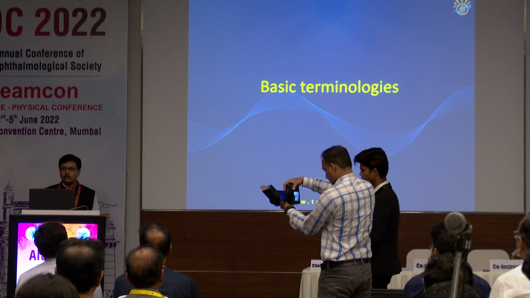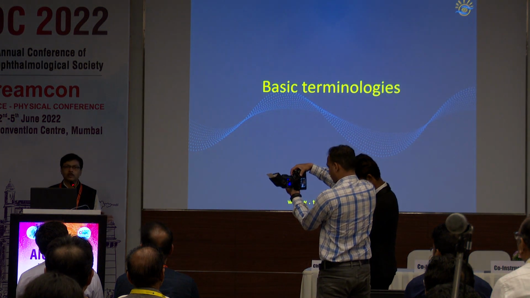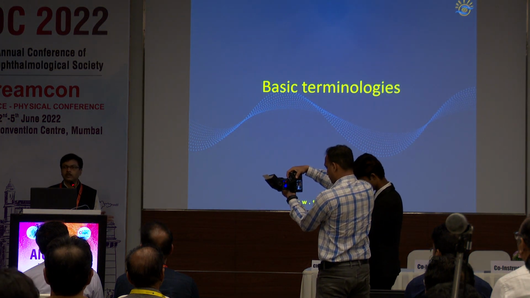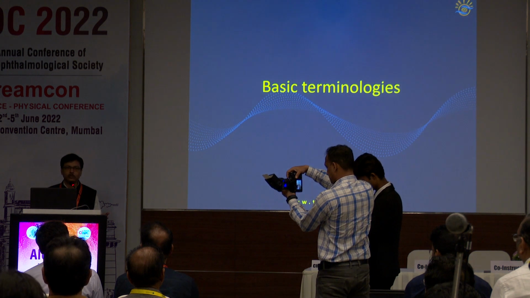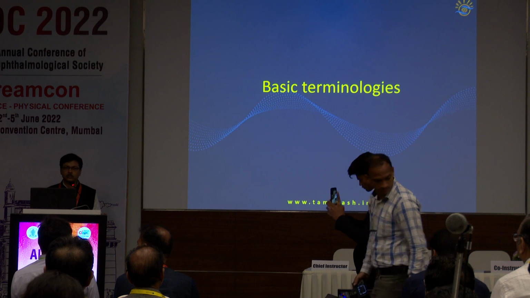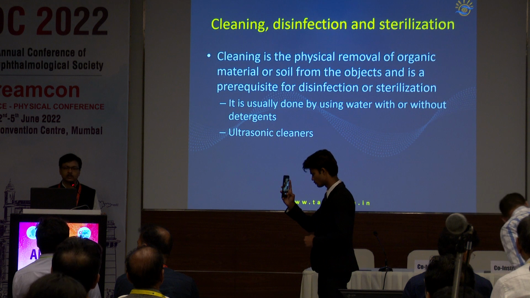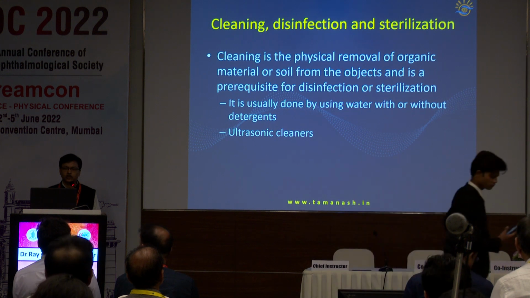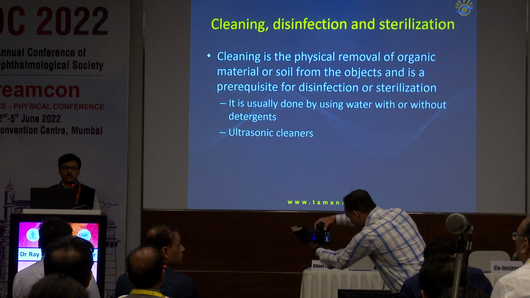So there are many, many controversial areas, like whether blood thinners should be stopped, whether there should be one table in the OT or multiple tables, what indicators are you going to use, how often you are going to use. So I'll be trying to address those. But as a foundation to the answers of those questions, we must first understand some basic terminologies which have been touched upon by the previous speakers, like what is cleaning, what is disinfection, and what is sterilization.